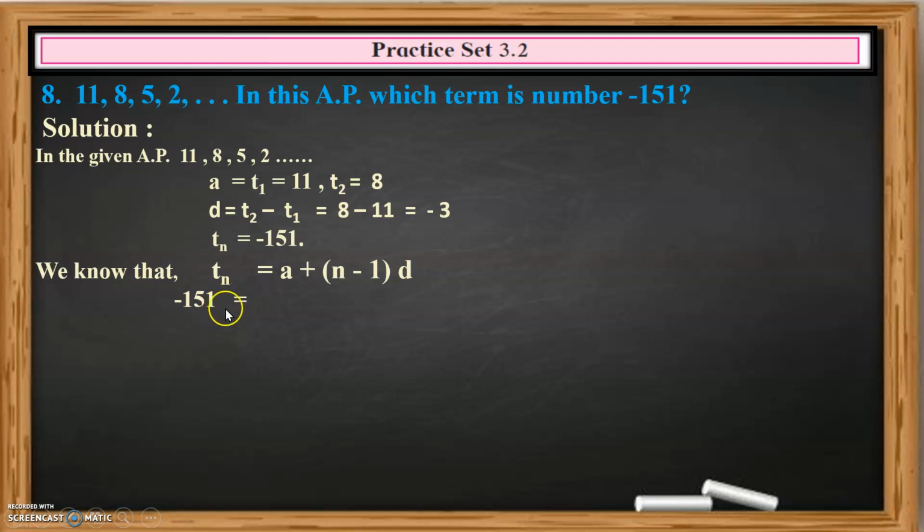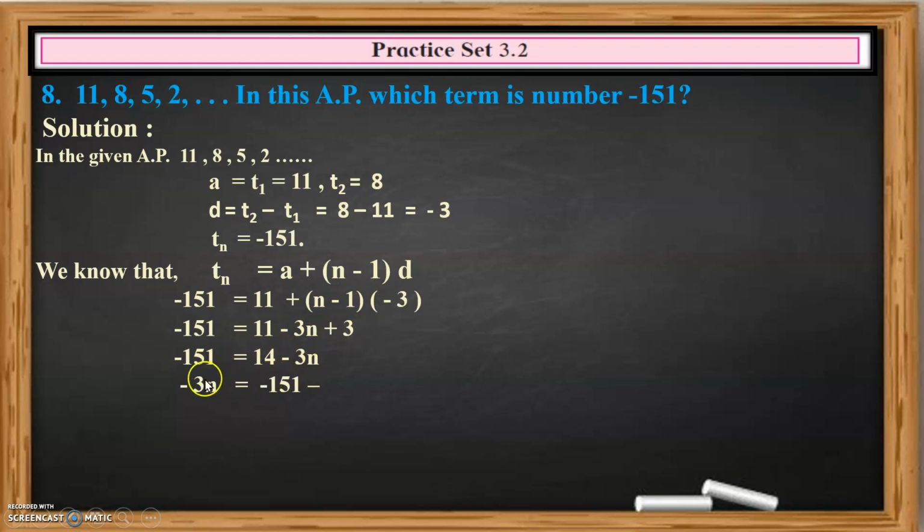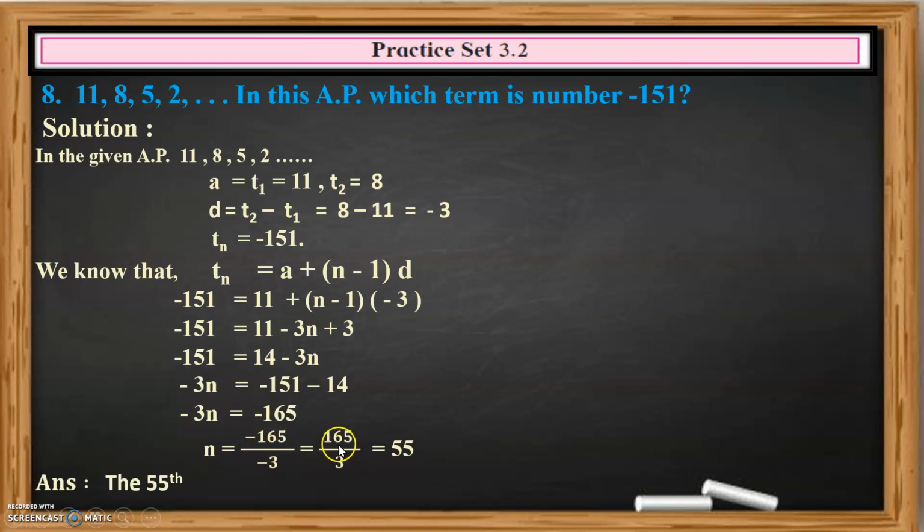That is minus 151 is equal to 11 plus n minus 1 into minus 3. Now when you open the brackets here, children, minus into plus is minus, so minus 3n; minus into minus is plus, so plus 3. So minus 151 is equal to 14 minus 3n. When you rearrange the terms, you will get minus 3n is equal to minus 165, which means n is equal to 165 upon minus 3. Minus and minus will get cancelled, and when you calculate, you will get 55. That means the 55th term of the AP is minus 151.